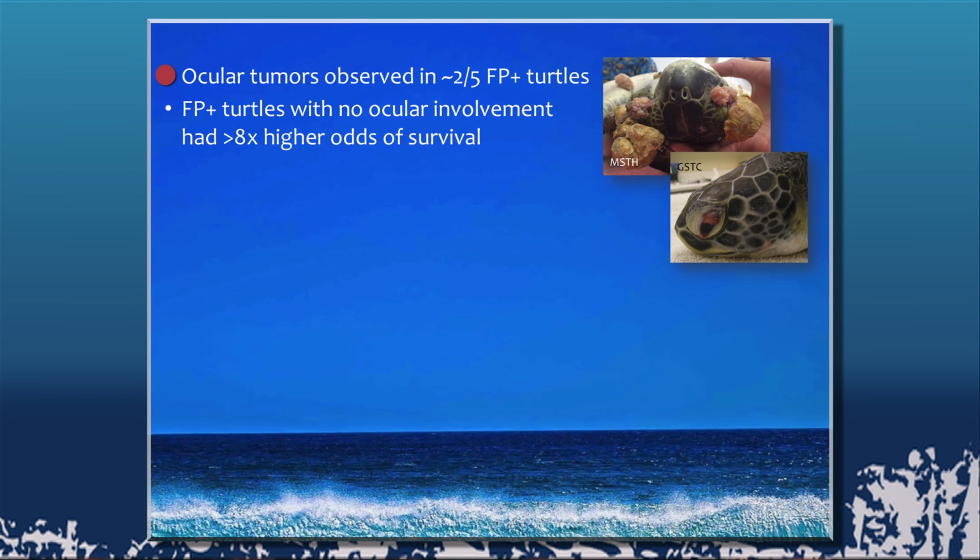We found that ocular tumors, these eye tumors, were observed in about 2/5 of the tumored turtles. And turtles with ocular tumors were over 8 times less likely to survive rehab than tumored turtles without ocular tumors. So basically having tumors in your eyes is bad.